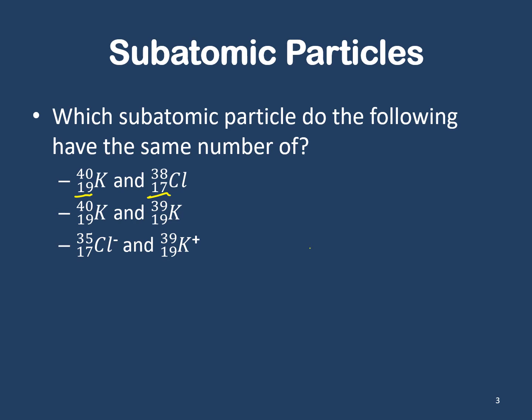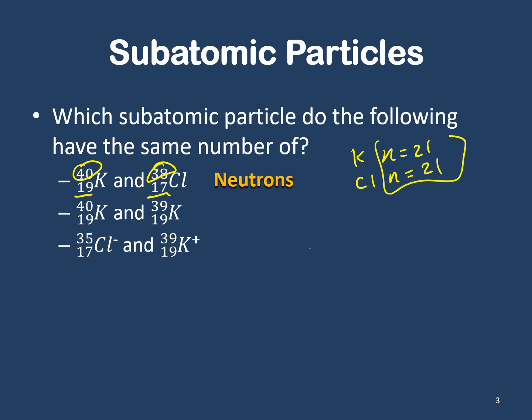And since they're both neutral, they don't contain the same number of electrons. This leaves neutrons. If we look at the mass numbers and the number of neutrons, potassium has 21 neutrons here because 40 minus 19 gives you 21. For Cl, it has 38 minus 17, also 21. So they both have the same number of neutrons.